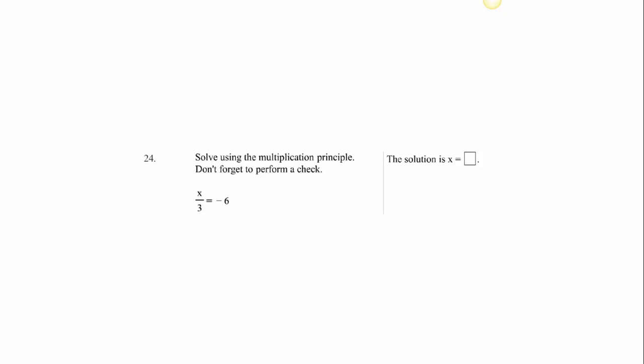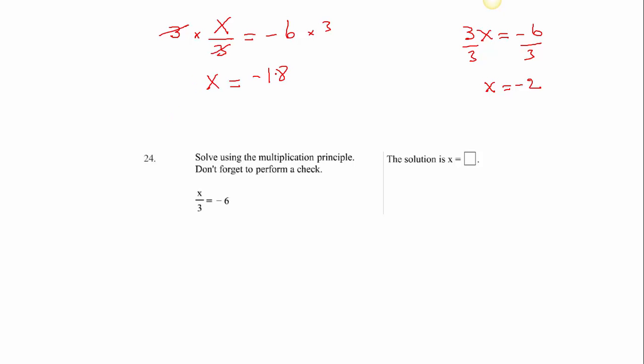Solve using the multiplication principle. Remember, we have x over 3 equals negative 6. If the question was 3x equals negative 6, I would divide both sides by 3 and get x equals negative 2. Because 3 is already in the denominator, I cannot divide both sides by 3. I have to multiply both sides by 3. By doing this, the 3 will cancel. And so I have x equals negative 18.